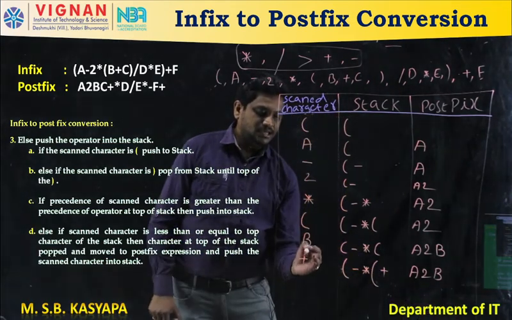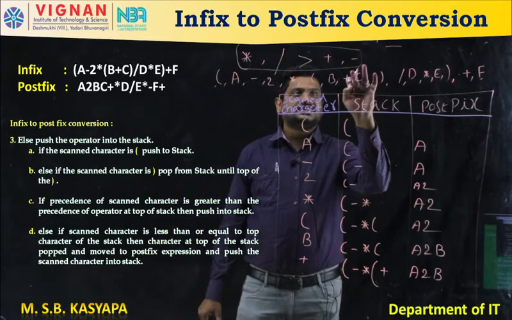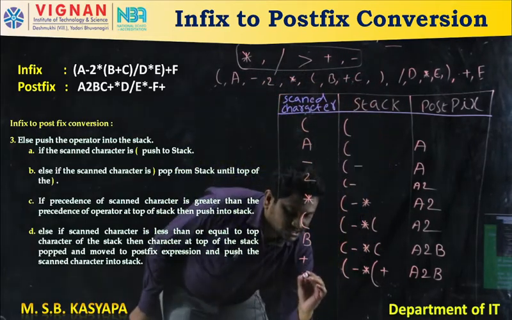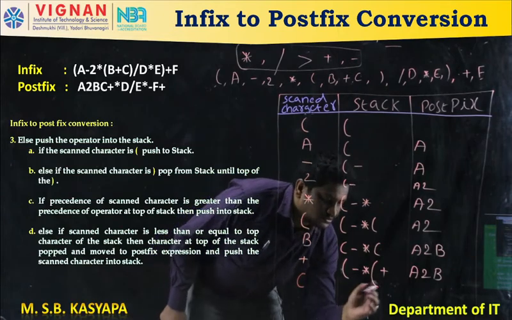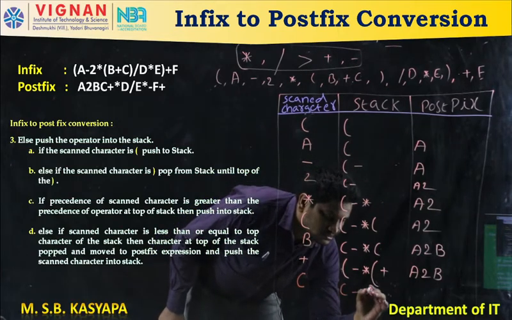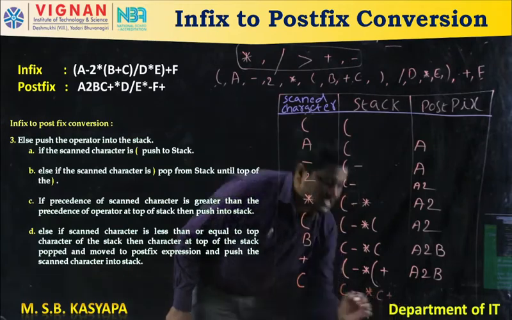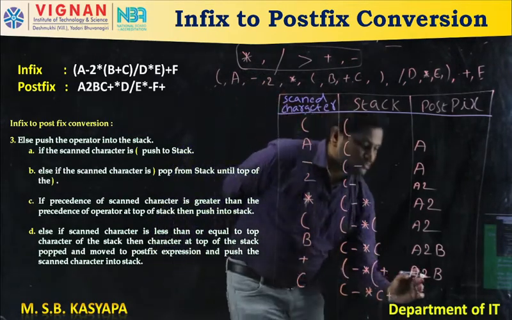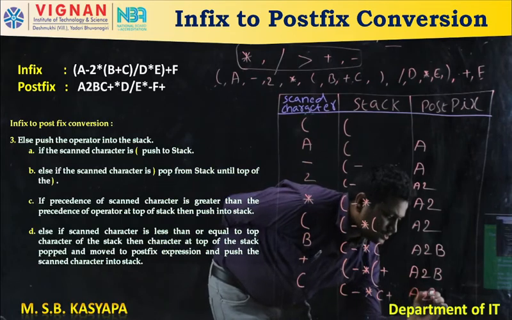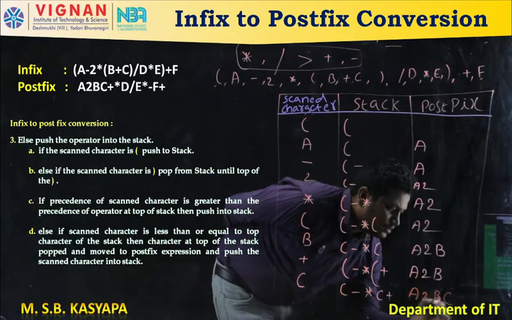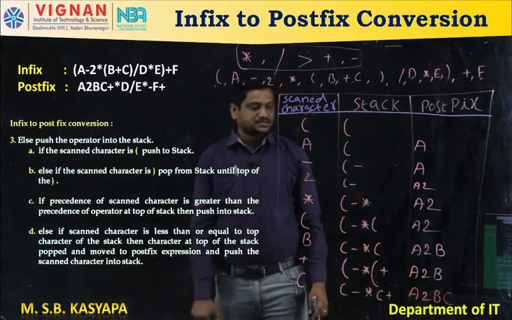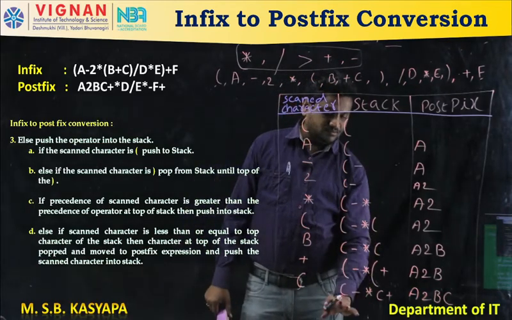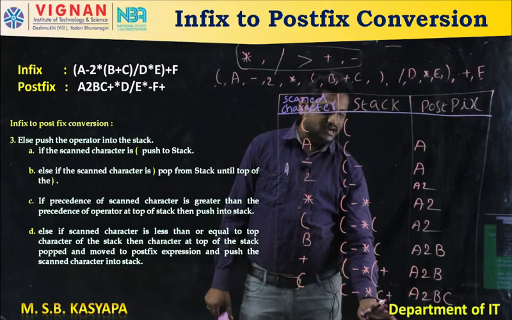C, B plus. After B, I have to read C. Now, C. C is an operand, so I have to move it to the postfix expression. Until now, the stack is bracket open, minus, into, bracket open, plus.